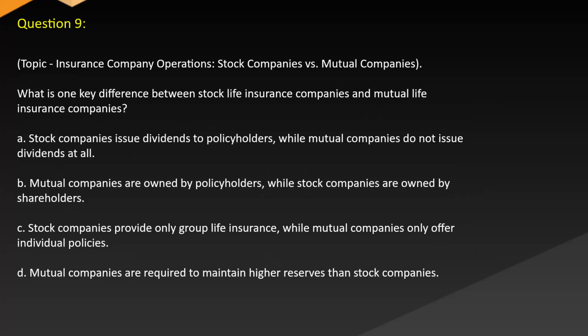Question 9. Topic: Insurance company operations. Stock companies versus mutual companies. What is one key difference between stock life insurance companies and mutual life insurance companies? A. Stock companies issue dividends to policyholders, while mutual companies do not issue dividends at all. B. Mutual companies are owned by policyholders, while stock companies are owned by shareholders. C. Stock companies provide only group life insurance, while mutual companies only offer individual policies. D. Mutual companies are required to maintain higher reserves than stock companies.